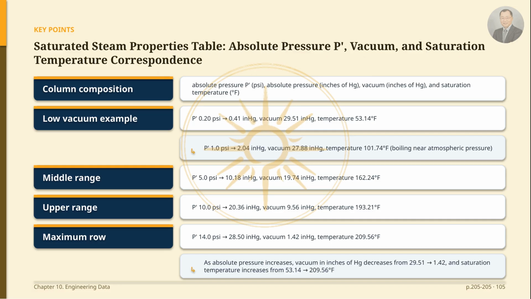In summary, you can see a consistent trend where, as the absolute pressure increases, the vacuum Hg value decreases from 29.51 to 1.41, and the saturation temperature rises from 53.14 to 209.56 degrees Fahrenheit.